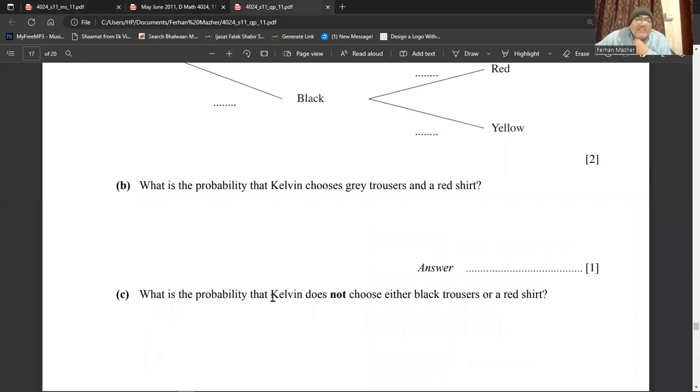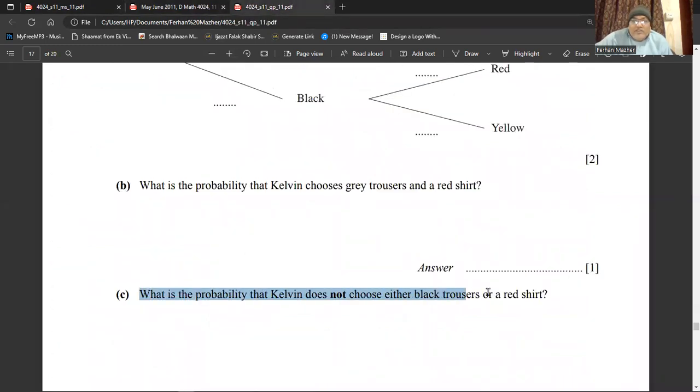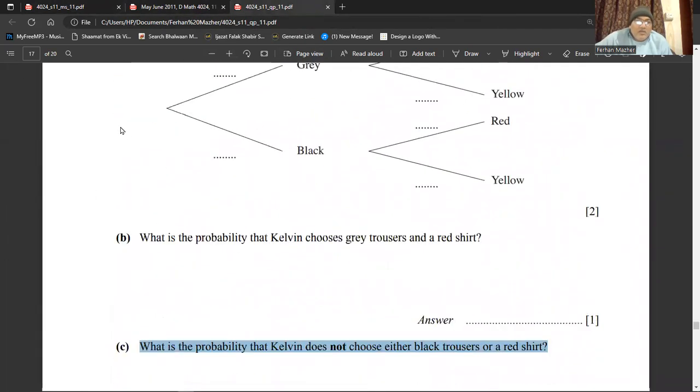Then their question is, what is the probability that Calvin does not choose either black trousers or red shirt? They don't want the black trouser and they don't want the red shirt. So the only chance you have is gray trouser and a yellow shirt. So basically they are asking you to find the probability of the gray comma yellow. And that will be 1/3 multiply 1/5, and that will be 1/15. A very tricky statement. And 1/15 is the right answer, sir. I hope you understand.